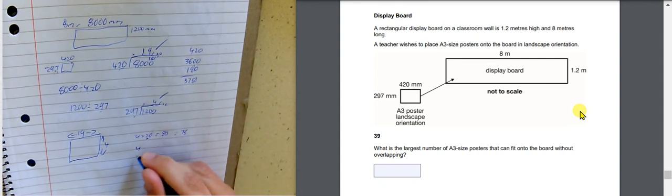You can put it in your calculator, or you can just do the maths. 4 times 9 is 36, 4 times 10 will be 40. Add them together, 76. So yeah, 76 is the largest number we can get without there being any overlap.